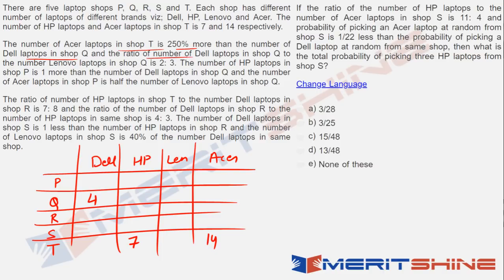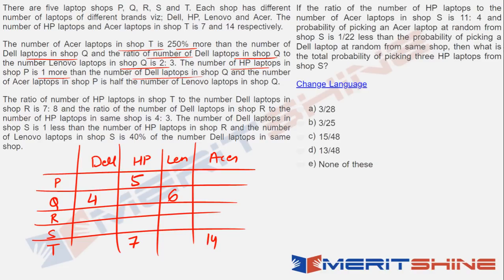And read forward, the ratio of the number of Dell laptops in shop Q to the number of Lenovo laptops in shop Q is 2:3. So Lenovo laptops in shop Q, it's 2:3. So this is 4, it becomes 6. This is again not difficult. The number of HP laptops in shop P is 1 more than the number of Dell laptops in shop Q. HP in P is 1 more than the number of Dell laptops in shop Q. Dell in Q is 4, so HP in P would be 5.